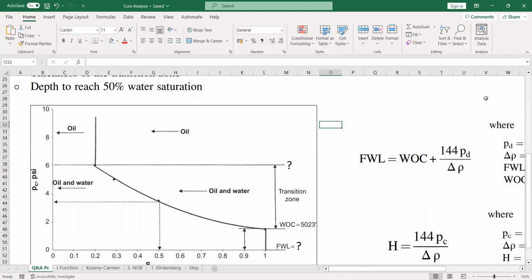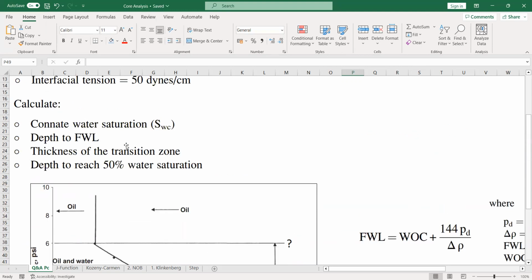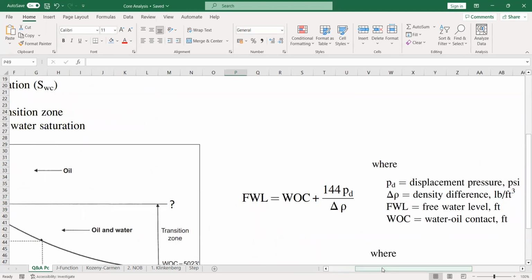All right, so now we have the capillary pressure curve, so PC in psi against water saturation, of course. And then we know that the water oil contact depth is at 5023. And then, of course, somewhere down there, we have the free water level. Just using the available data as well as this capillary pressure curve, now we need to deal with these issues. And of course, we also have very important equations, right?